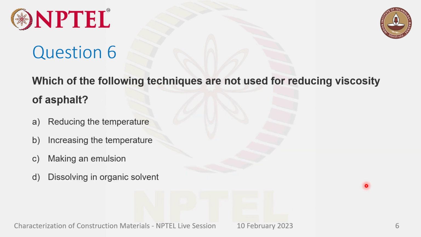Which of the following techniques are not used for reducing the viscosity of asphalt? In the lecture, the professor explained in detail which methods are used for reducing the viscosity of asphalt, because when asphalt is used for road construction, we have to reduce the viscosity so that it can easily flow. Let me start a timer for a minute. Please give your answer in polls or even chat box. We'll see the answer once the timer is done.